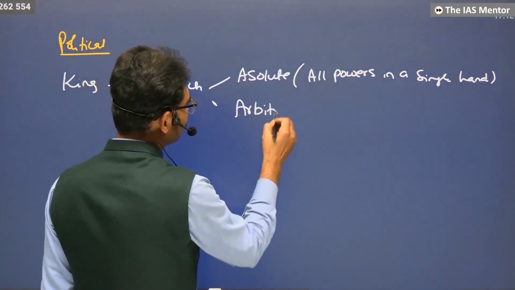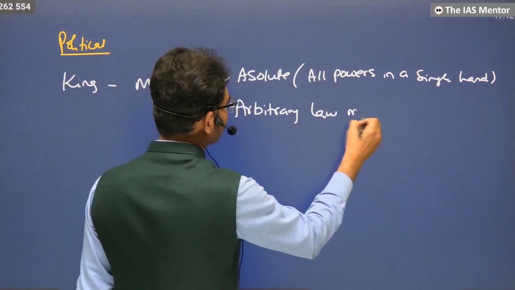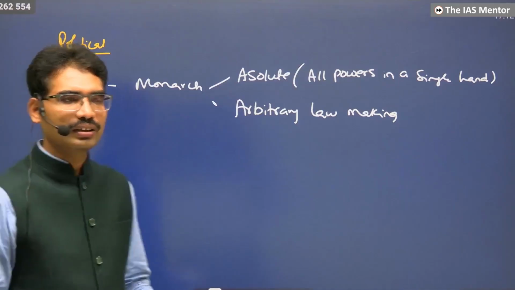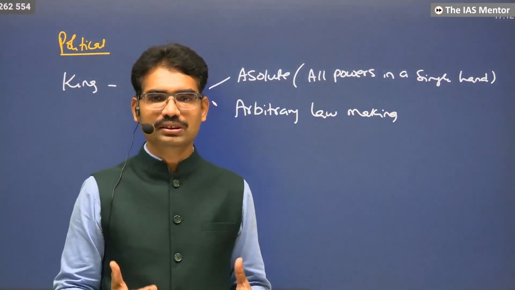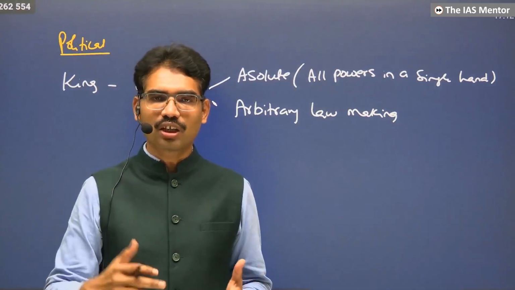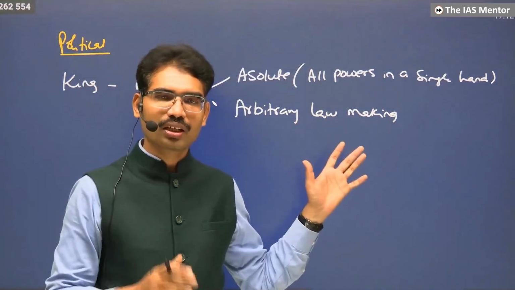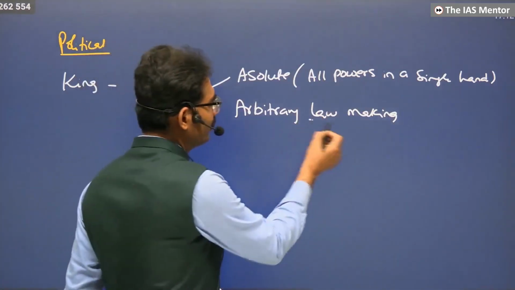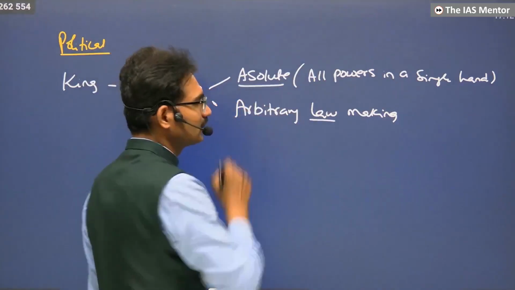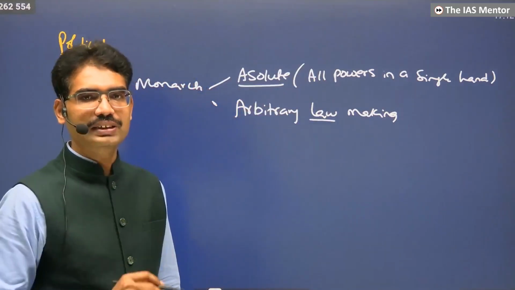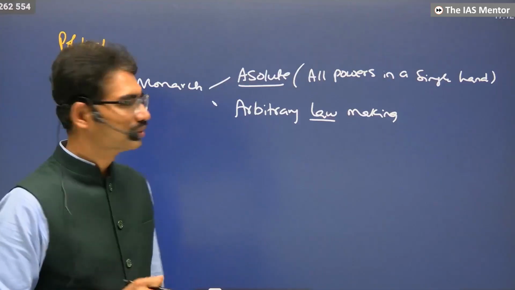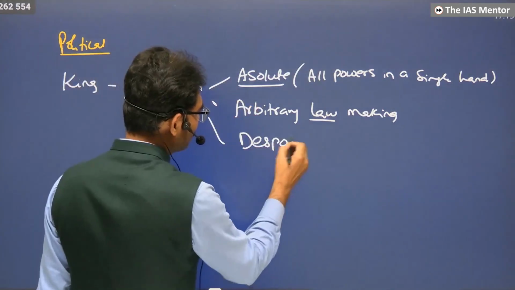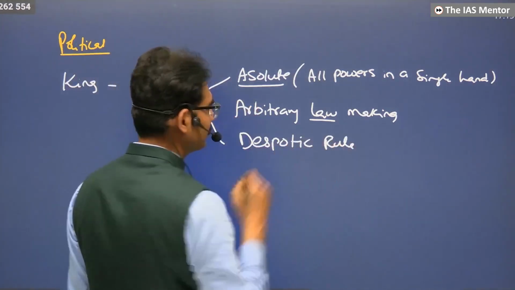Arbitrary lawmaking. Whatever the king thinks should be the taxation, 20%, 30%, 40%. On what basis will he decide? It is up to him. If he feels 50%, he will collect 50%. And if people don't pay 50% of the tax, what will he do? He will send the army and massacre the villagers if someone violates this order. Absolute, arbitrary. There are various names for this: despotic rule, despotism.